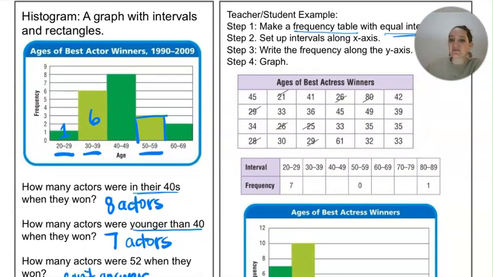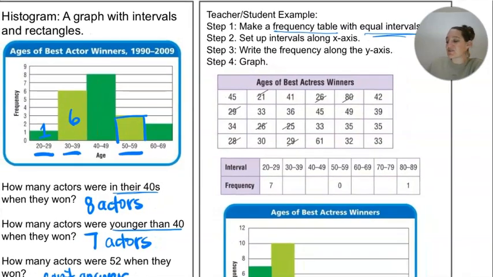They are going to have us do the ages of Best Actress winners by intervals of 10. So your 20s, your 30s, your 40s, 50s, 60s, 70s, and 80s. So we're going to group them in intervals of 10. Okay, so we already did, there were 7 people. So these are actresses now, girls that were the best actress for that year.